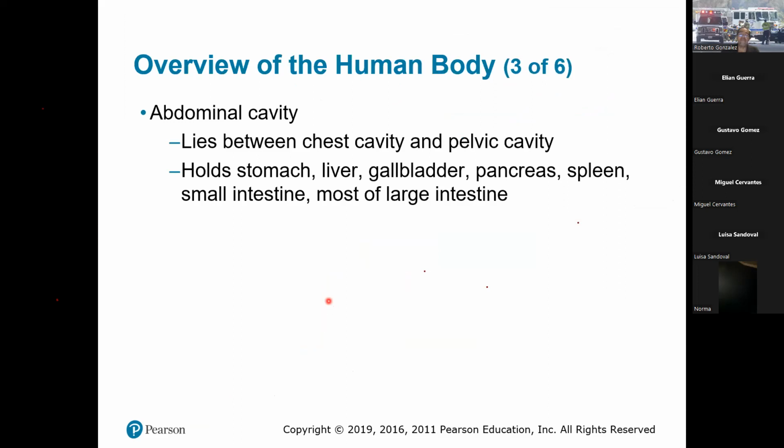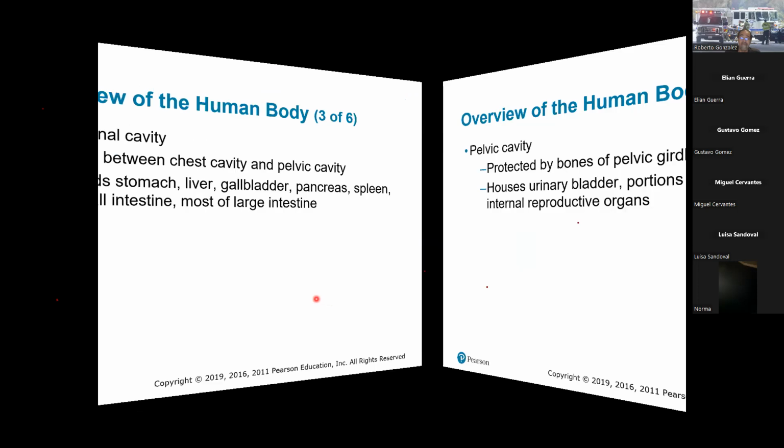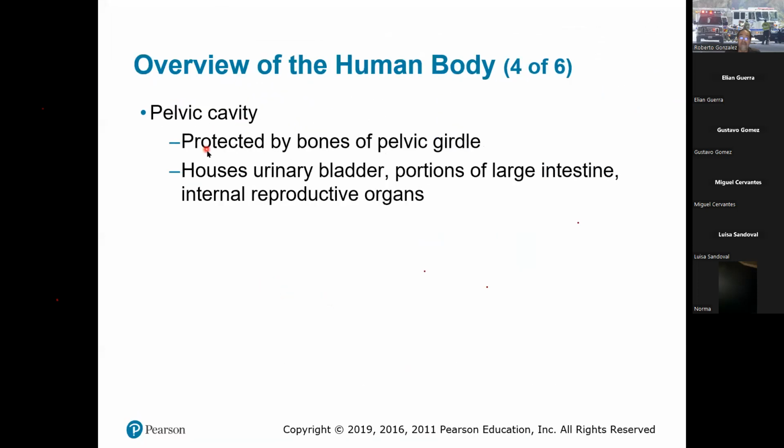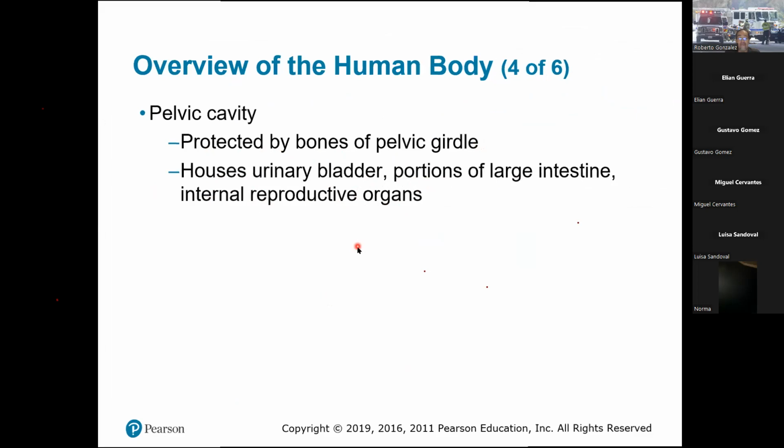Now, the abdominal cavity lies between the chest cavity and the pelvic cavity. It holds the stomach, liver, gallbladder, pancreas, spleen, small intestine, and most of the large intestine. The pelvic cavity is protected by the bones of the pelvic girdle, which are basically your hip bones. It houses the urinary bladder, portions of the large intestine, and internal reproductive organs, and that's it.